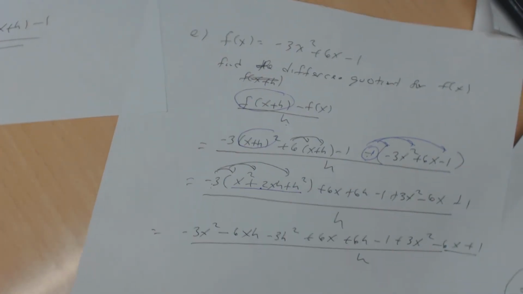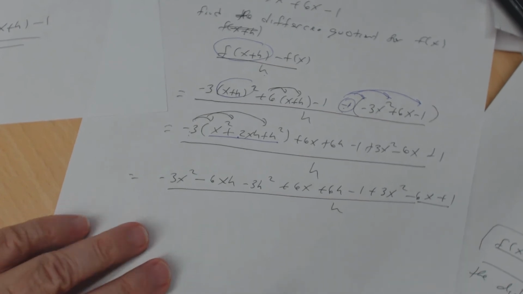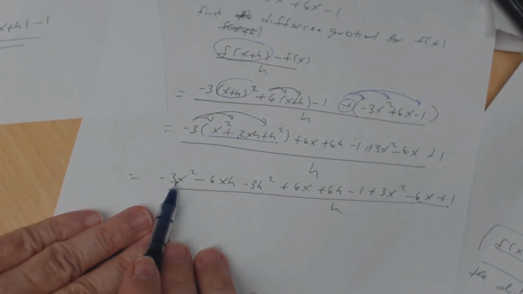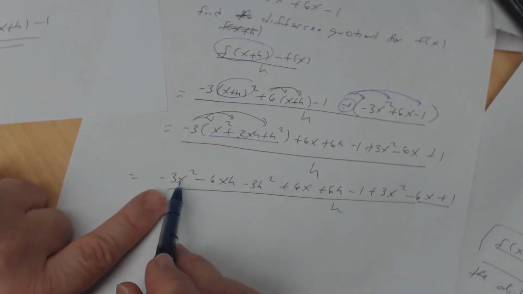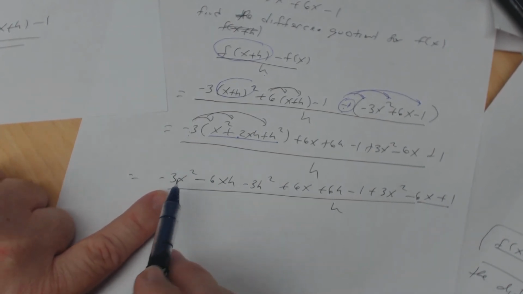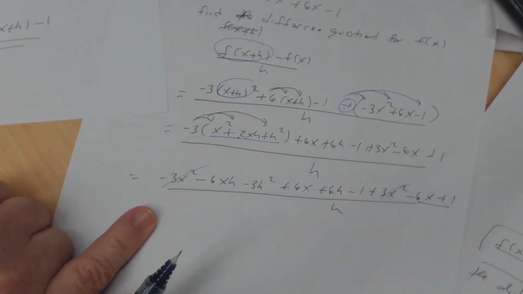All right, now it's at this point. Remember what happens at this point. It's at this point that every term that doesn't have a factor of h will cancel out with its opposite somewhere else. So you see there's no factor of h here. So negative 3x squared, there better be a positive 3x squared, and there is. So that means that when I add these up, I get 0.